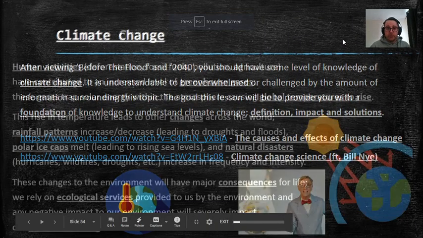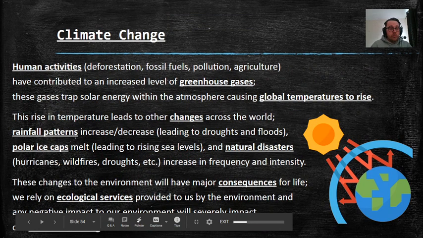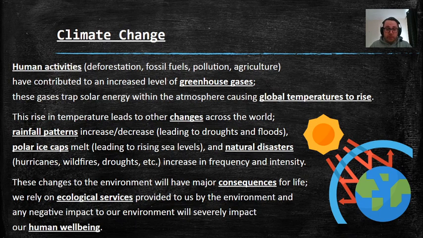discussion of climate change. So, human activities. So deforestation, cutting down trees, forests. Fossil fuels, so burning oil and gas and coal. Pollution of land, air, and water. And then agriculture, so farming, so using harmful chemicals in fertilizers and pesticides. The gases that cattle will emit as well have contributed to an increased level of greenhouse gases in our atmosphere. So these gases trap solar energy within the atmosphere, causing global temperatures to rise.